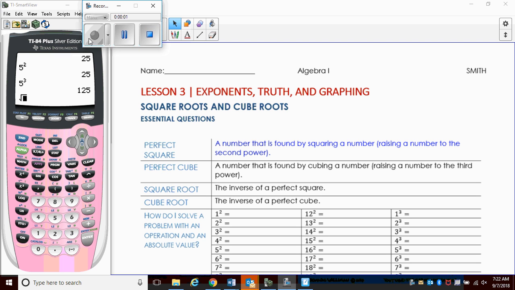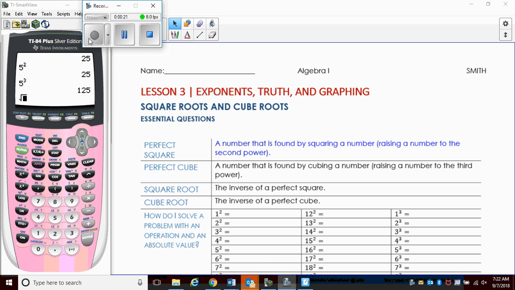It's exponents, roots, and graphing. So we will be exploring square roots and cube roots, and how to use our calculators to get the square roots and cube roots. So you should have your TI-84 out. First, for square roots and cube roots, we're just going to explore what they are.